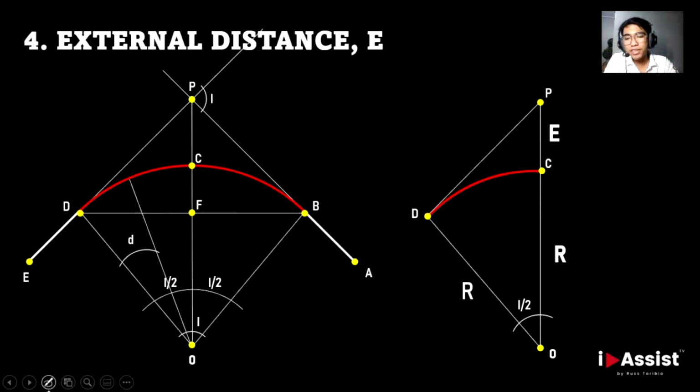So from my explanation in the previous video, external distance E is the external distance. Ibig sabihin, sa labas ng circular curve, which is this distance. That is E. Now, in order for us to compute for E in terms of R, kukuhanin ulit natin itong triangle na ito. Itong right triangle na ito. The right triangle ODP. Okay? Which is this triangle. Okay? You have R, and E. Therefore, this will be R plus E.